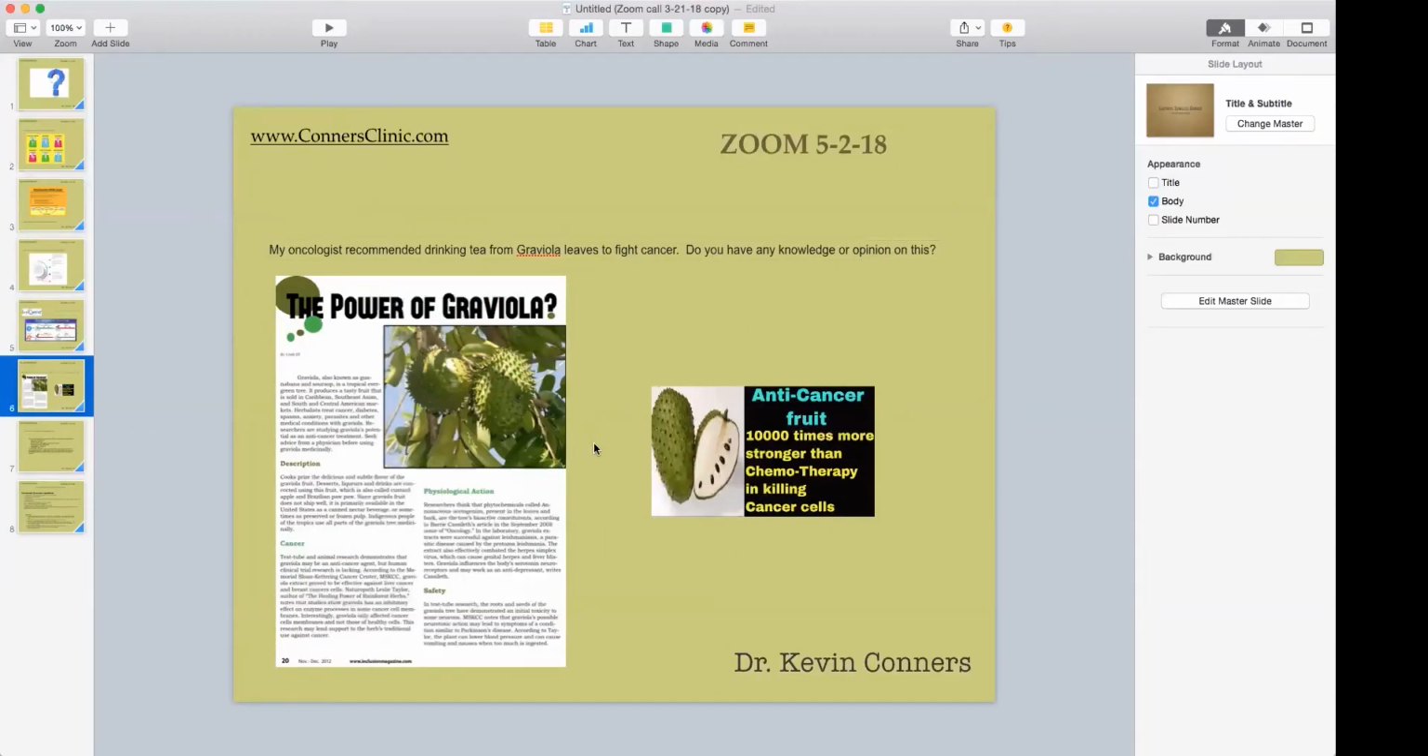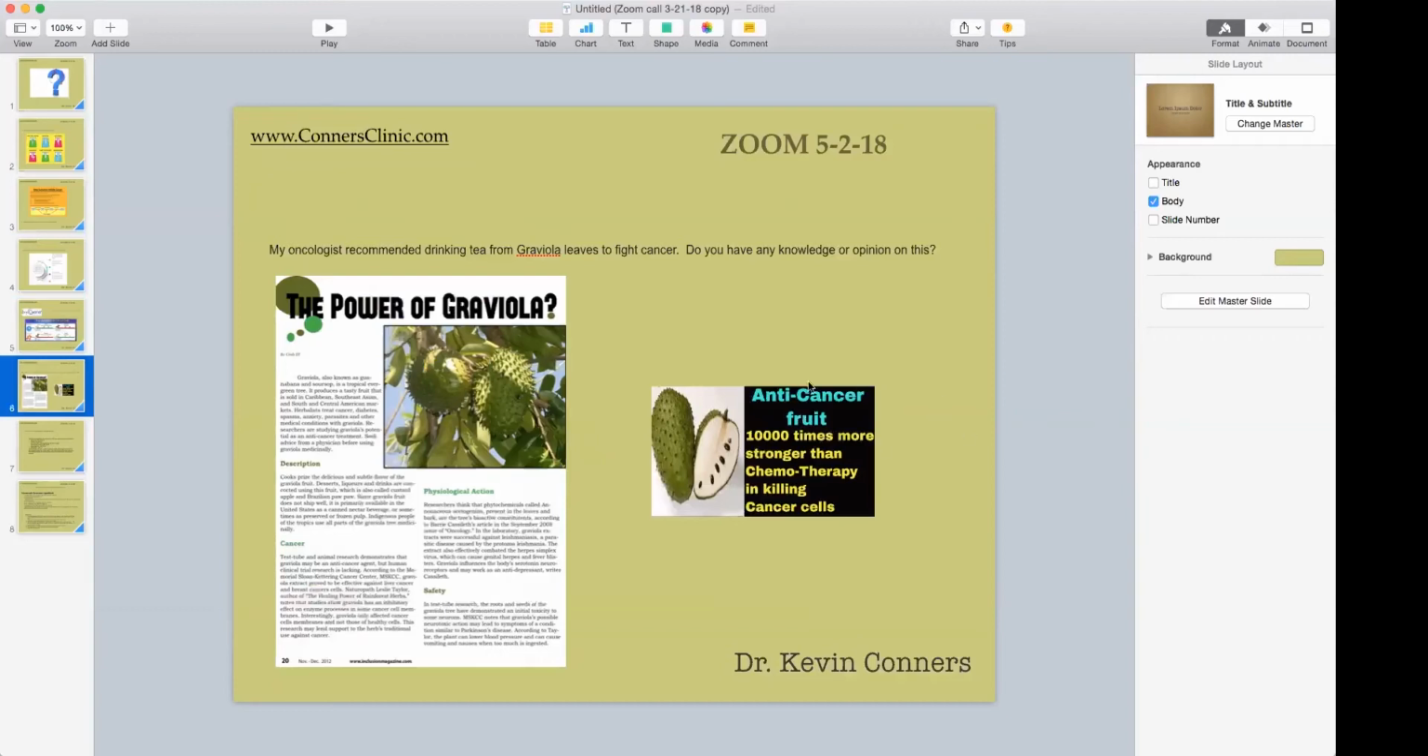Graviola, or soursop, is in our medicinal mushroom number one, our miracle mix number one. So we test people on this. So if you're not taking that, then you probably don't need graviola. Again, this gets back to the should I take curcumin question, except I'm much more in favor of you taking curcumin, even though it didn't test on you, versus taking graviola.